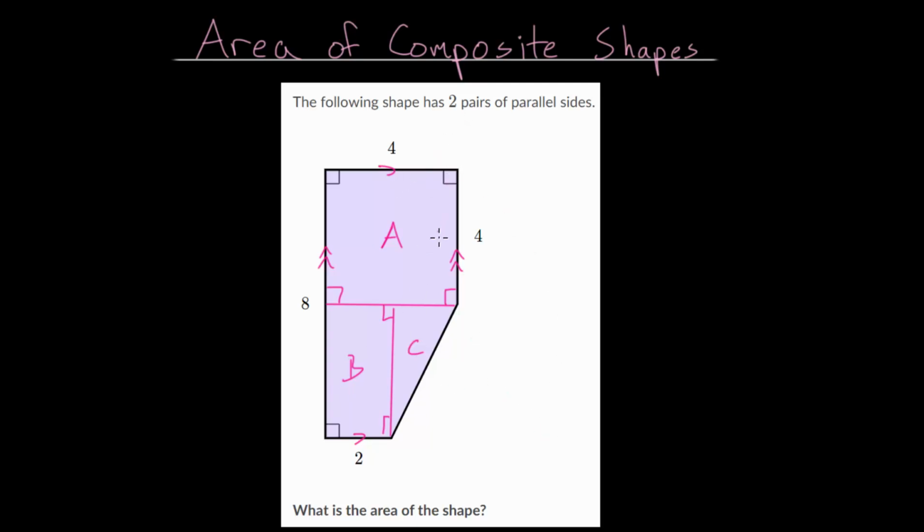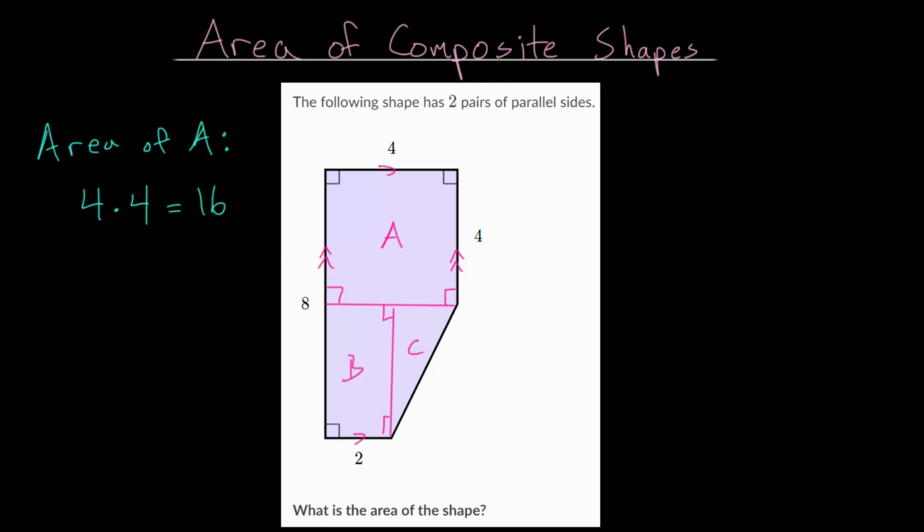So let's start by just finding the area of each of these smaller shapes. We can find the area of this square first, and the area of a square, or rectangle in general, is just the length multiplied by the width. So we can say the area of A, that top square, is just 4 times 4, which is 16.